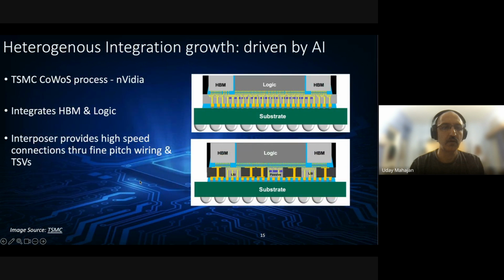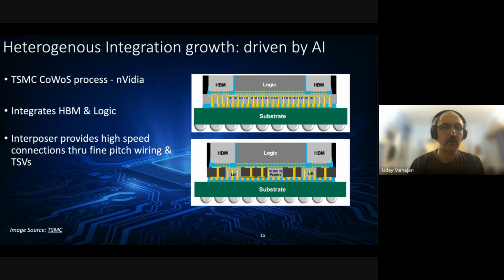So, and a little bit more detail on the AI, right? These HBMs are heterogeneously integrated with logic on a single substrate. And the leading industry process, which pretty much all GPUs run through, is what is called TSMC's CoWoS process, chip on wafer on silicon. And NVIDIA is, of course, their biggest customer in this area. So this integrates HBM and logic on a single substrate. The HBM and logic communicate through fine wiring on this silicon interposer, and the interposer then has TSVs that connect it to the package substrate underneath it.